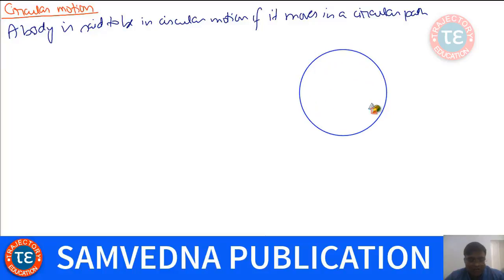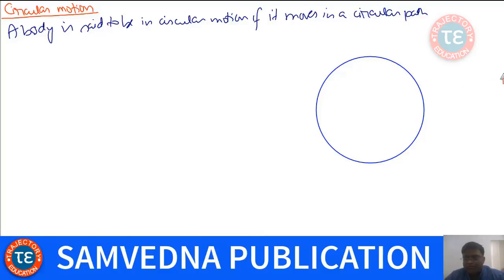Suppose this is your circle having radius R and center at O. This can be your radius R. If the body is moving in this circular path, we say it is in circular motion. Circular motion can be of two kinds: uniform circular motion and non-uniform circular motion.